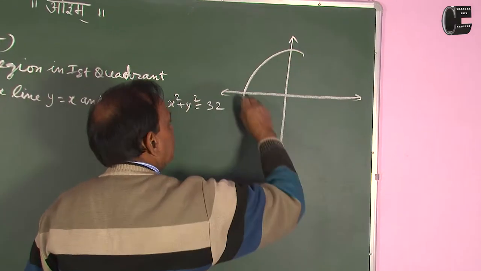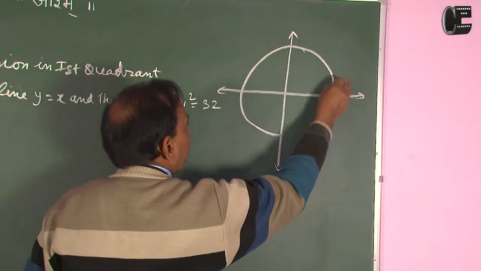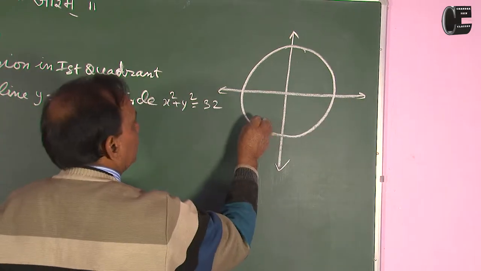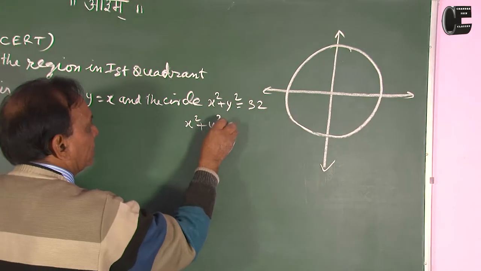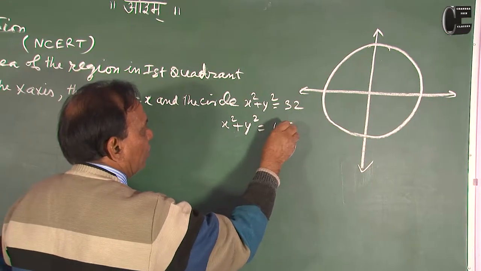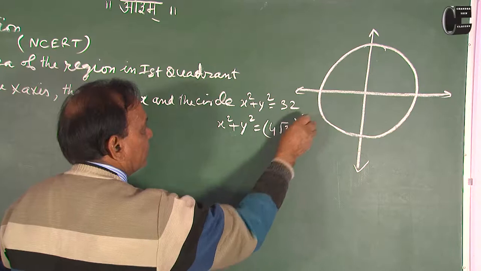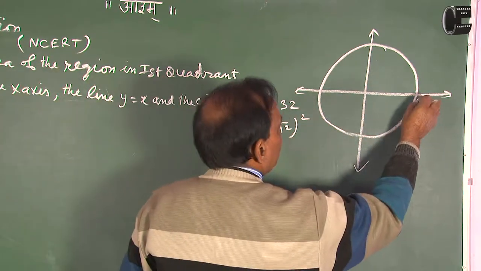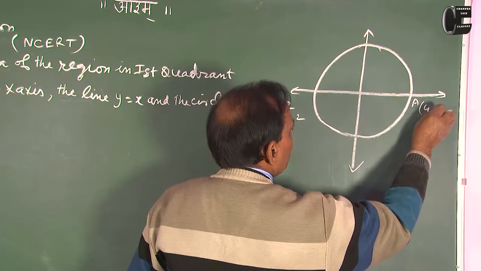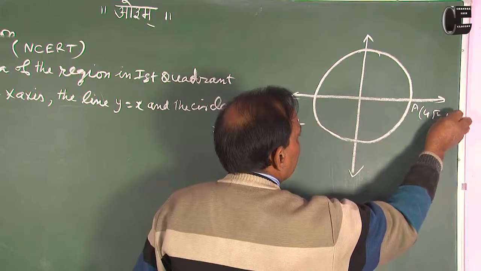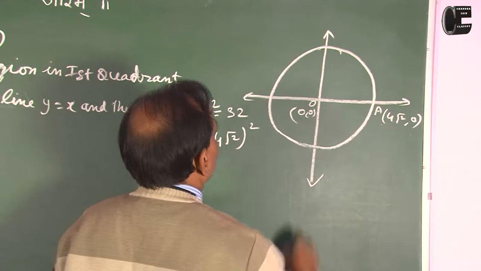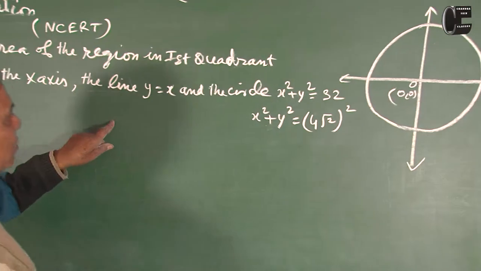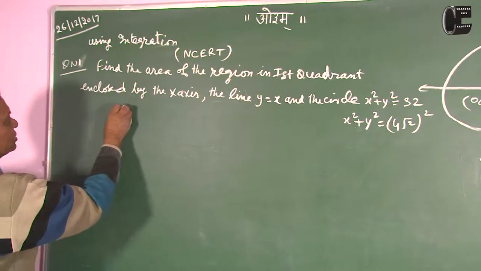This is a circle. Yes, x square plus y square equals 4 root 2 whole square. This is radius 4 root 2, and this is the center 0, 0. Yes, and y equal to x is a straight line.